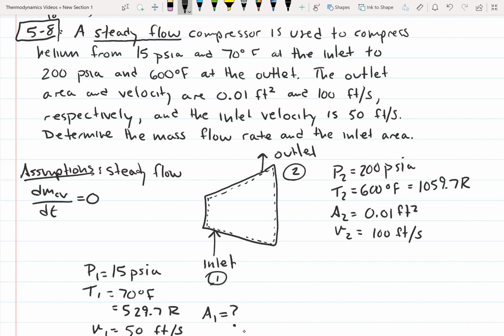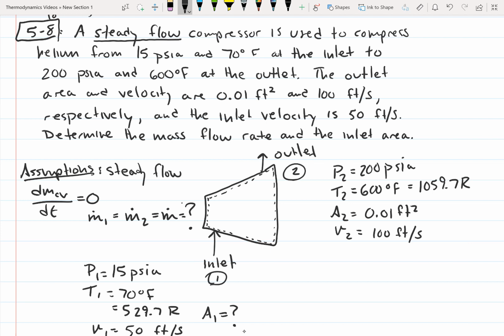And what that means is that the mass flowing into the control volume has to be the same as the mass flowing out. So basically m_dot1, the mass flow rate flowing in, is equal to the mass flow rate flowing out. So this is just equal to the mass flow rate, and that's the other thing that we're looking for.